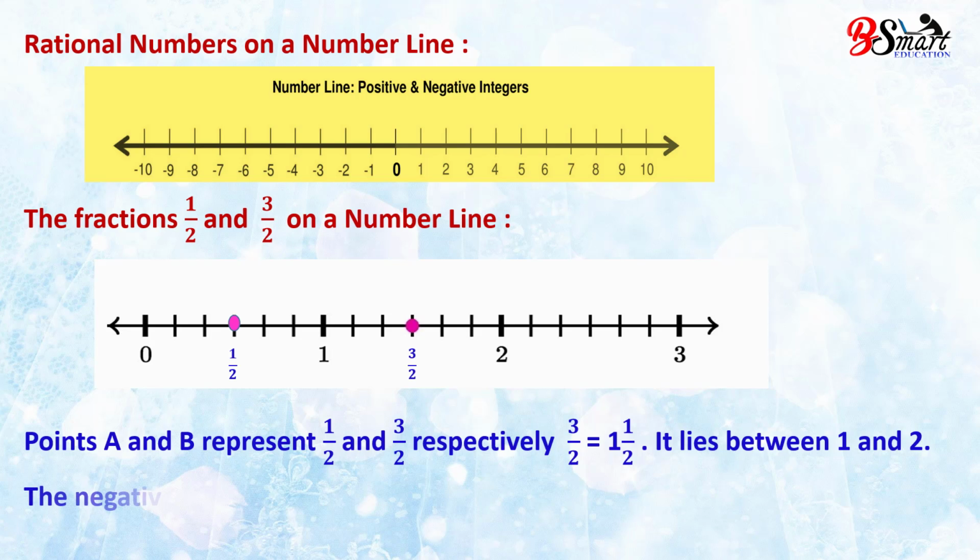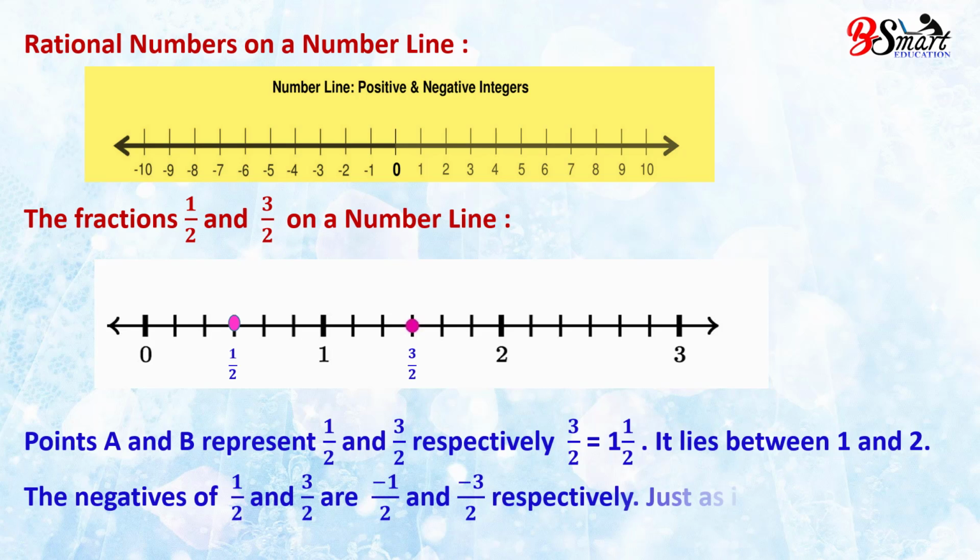The negatives of 1 by 2 and 3 by 2 are minus 1 by 2 and minus 3 by 2 respectively. Just as in the case of integers, 1 and minus 1 are equidistant from 0 and lie on the opposite sides of 0. The fractions 1 by 2 and minus 1 by 2 also must be equidistant from 0 and must lie on the opposite sides of 0.